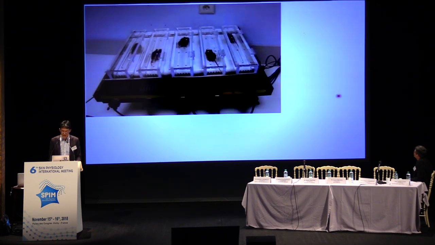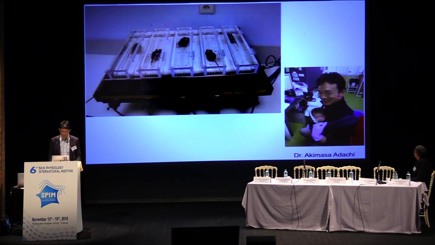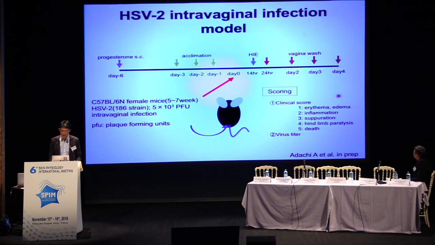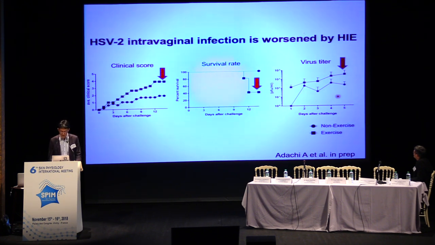So I let my mice run on a treadmill. We specially ordered a treadmill for mice, and this study was done by a PhD student. He's also a runner, and after running, these mice were infected with HSV, herpes simplex virus, poor mice. And after high intense exercise, the clinical score of HSV infection got really worse, and some of them surprisingly died, and the virus titer in the blood was also really high, suggesting that similar things can occur even in mice.